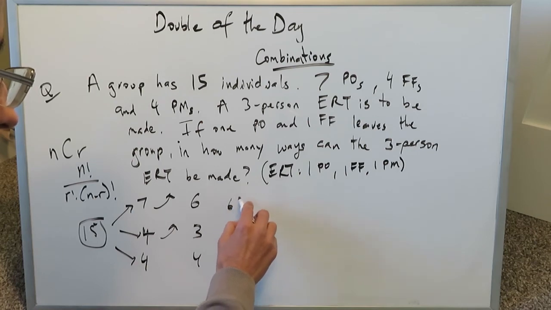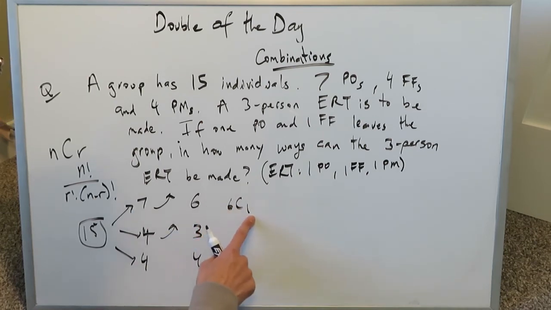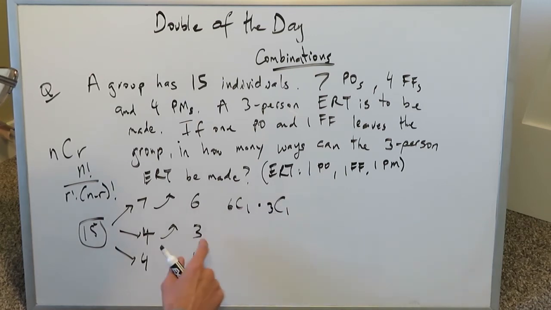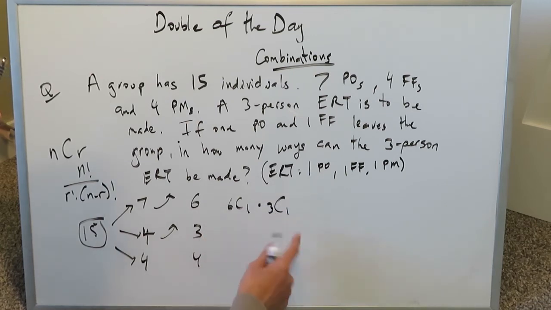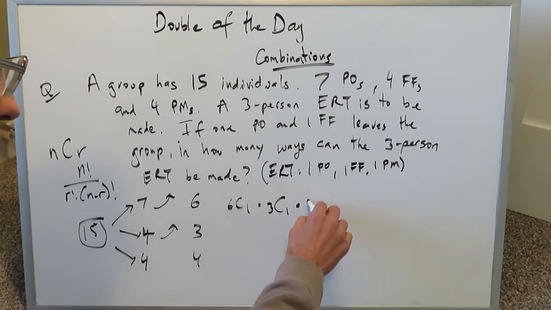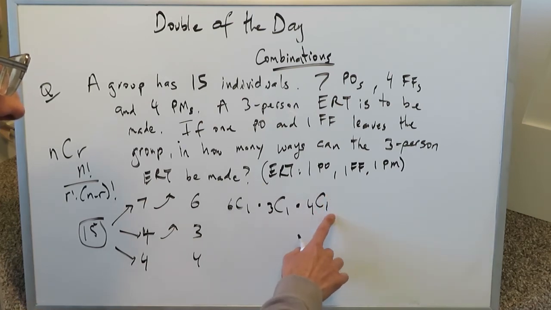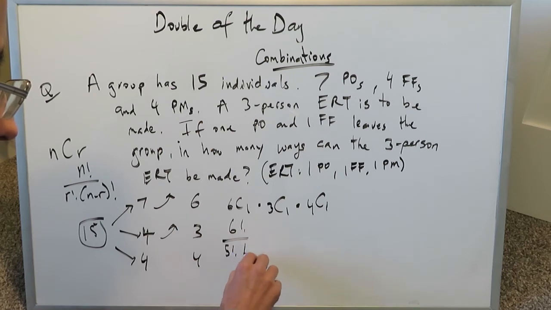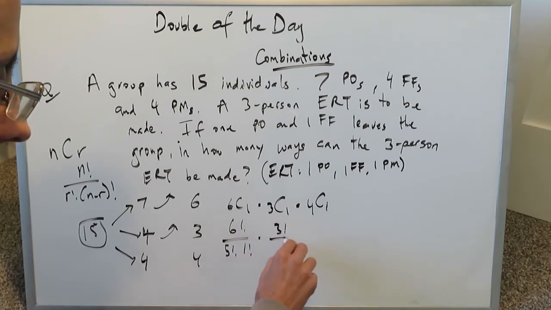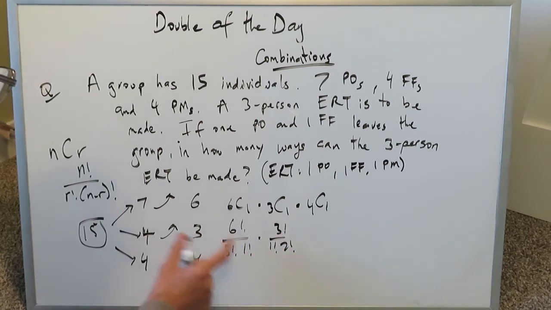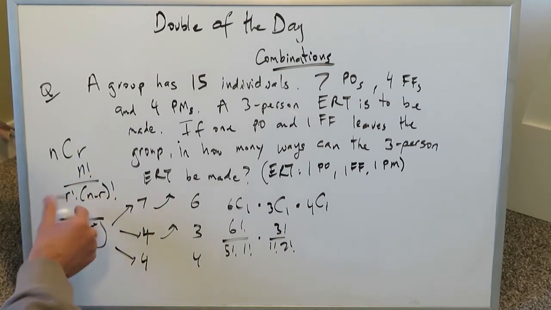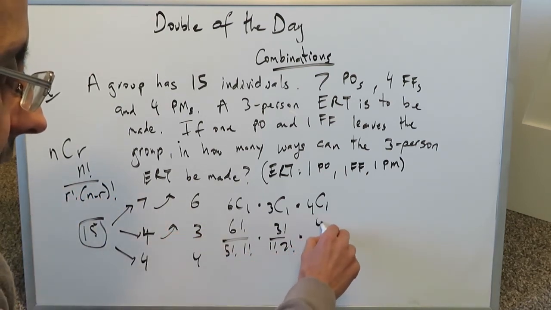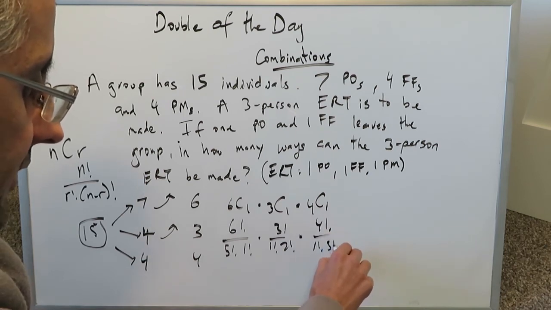You're doing 6C1 to represent the ways you can select 1 police officer from 6. And then you're doing 3C1 for the number of ways you can select 1 firefighter from a total of 3 who are available. And finally, 4C1 for paramedic, 1 can be selected from a group of 4. You just have to do all of this. It's not hard. 6 factorial over 5 factorial, 1 factorial times 3 factorial over 1 factorial, 2 factorial, n minus r factorial. You can flip around the order. It doesn't really matter. Here you have 4 factorial over 1 factorial, 3 factorial.